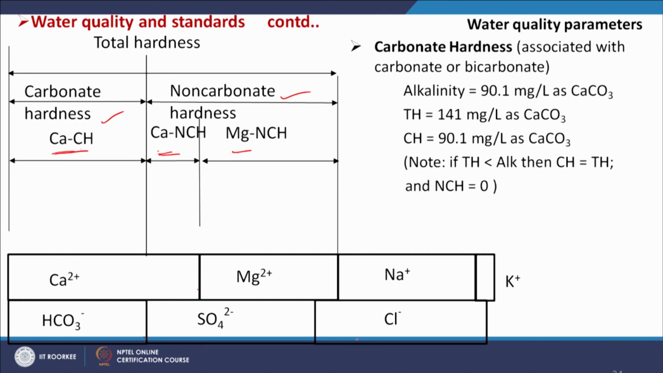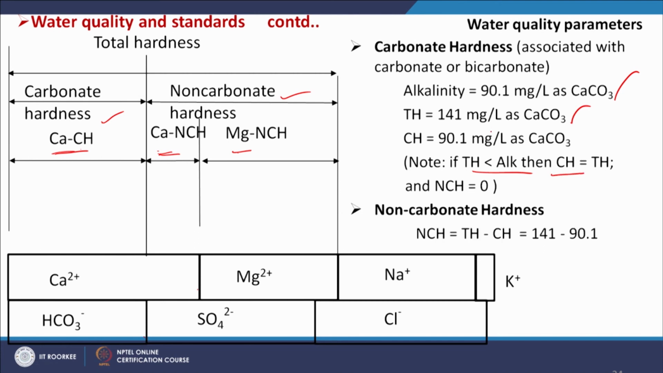Okay. Then, alkalinity we have calculated, and total hardness we have calculated. Now, the condition is that TH is greater than alkalinity. We know that if TH is less than alkalinity, then carbonate hardness is equal to total hardness, but this is not the case. So, we have to calculate NCH equal to TH minus CH, that is 141 minus 90.1, which is equal to 50.9 mg per liter as calcium carbonate.